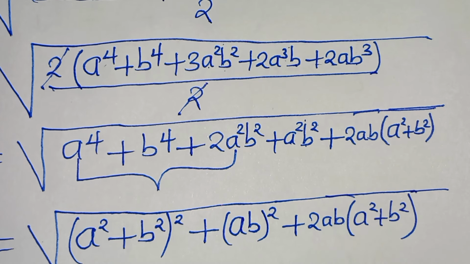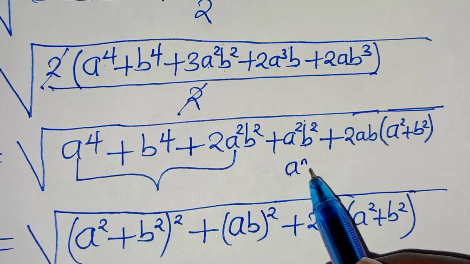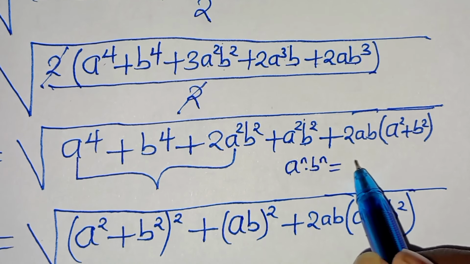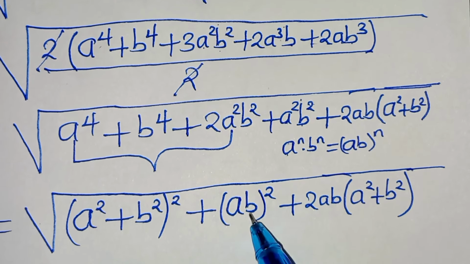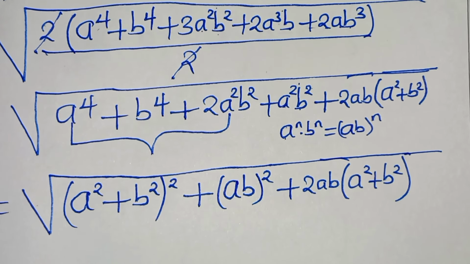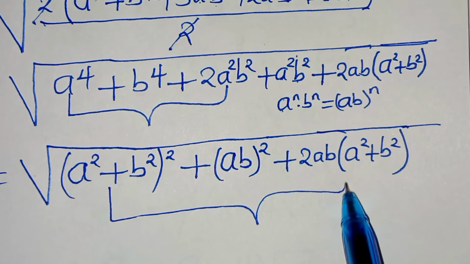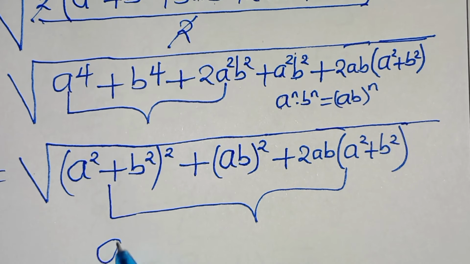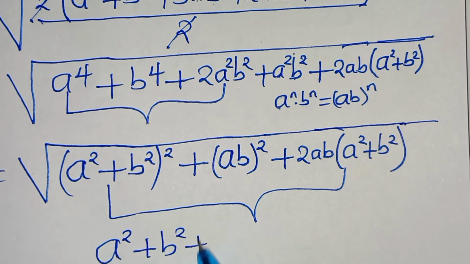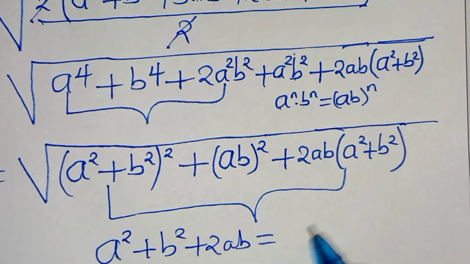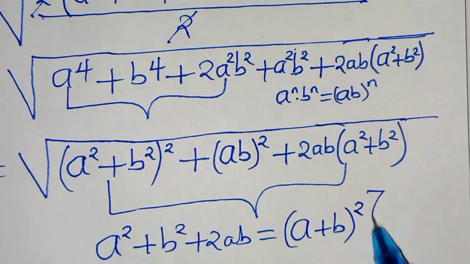Now, we have seen that a squared times b squared, remember this is in the form of a to the power of n times b to the power of n, which can be expressed as a times b raised to the power of n. Now, that's why we have ab raised to the power of 2. Now, again, if you check the whole of this particular part here, this is in the form of a squared plus b squared plus 2ab, which we can express as a plus b raised to the power of 2.